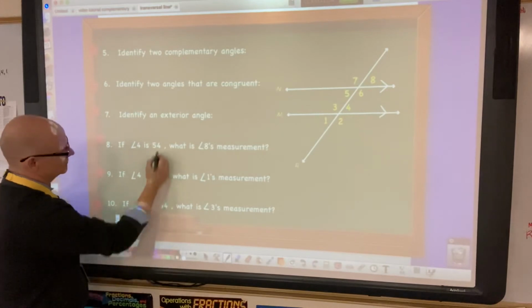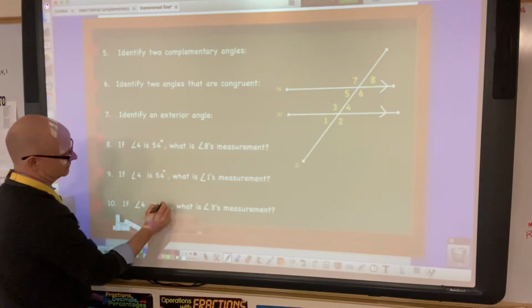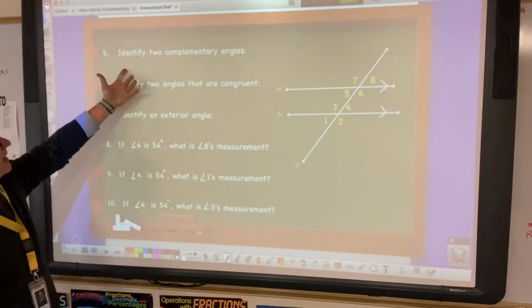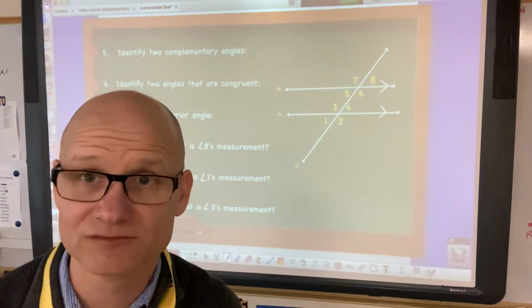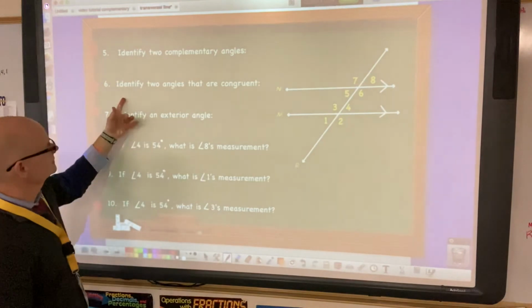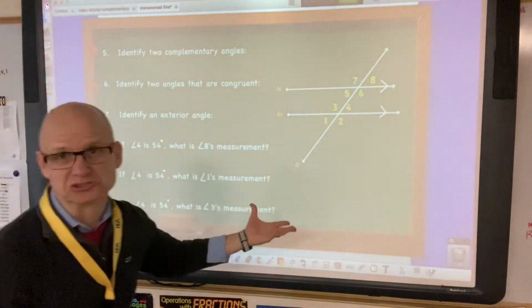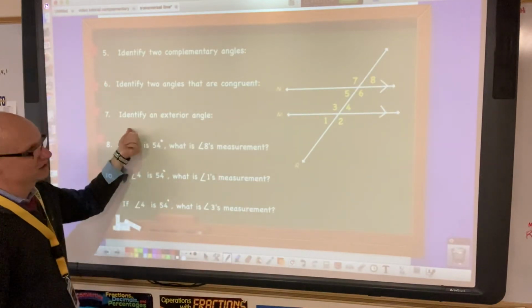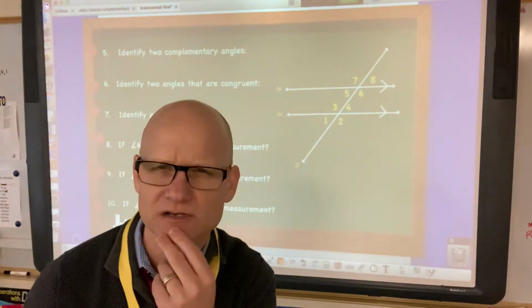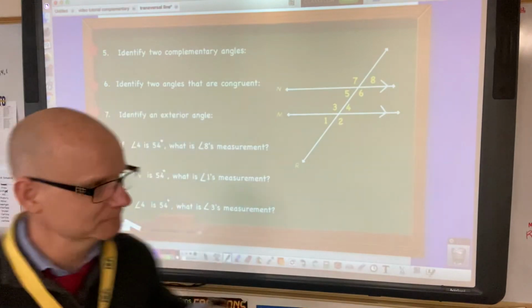I should have little degree marks right here. This is degree, degree, degree. But number 5 just says identify 2 complementary angles. That's a little review of things that we covered in the last video tutorial. Number 6, identify 2 angles that are congruent. There's lots of angles up here that are congruent. Identify an exterior angle. Okay, so think about what our exterior angles are. Look back in the video tutorial if you don't remember.